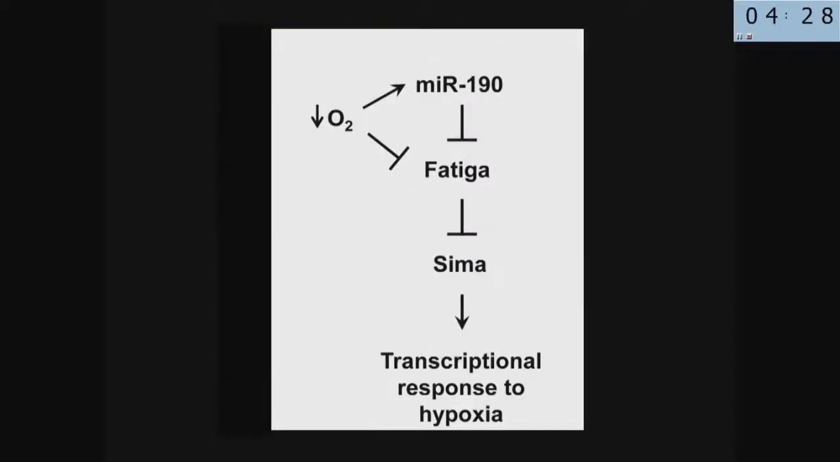So this is the model. In low oxygen levels, we have inhibition of the oxygen sensor due to the lack of the substrate for the catalytic reaction. This, in turn, promotes the expression of the microRNA that contributes to inhibit the oxygen sensor, strengthening the response to hypoxia. That, in turn, depends on Sima.